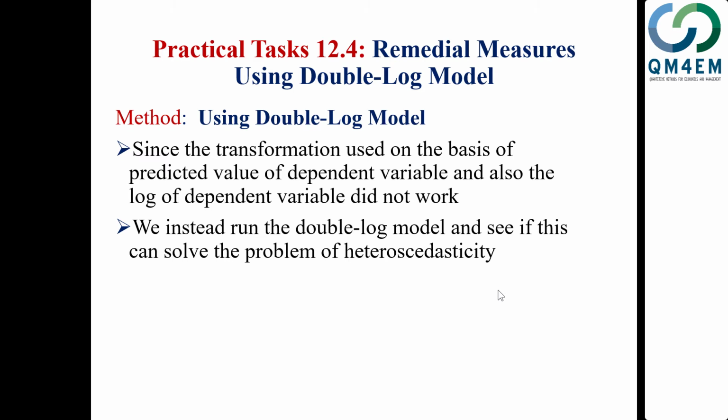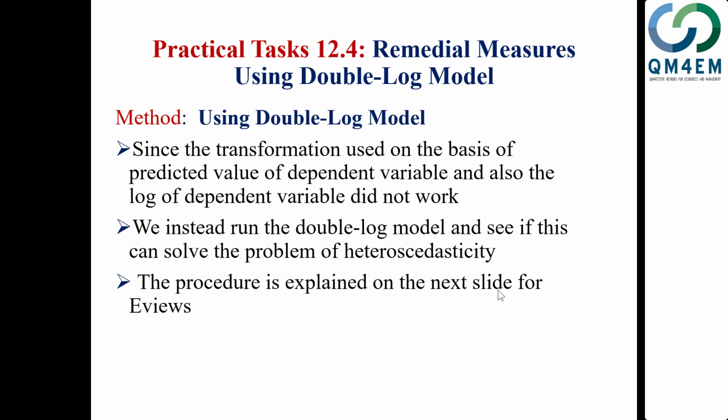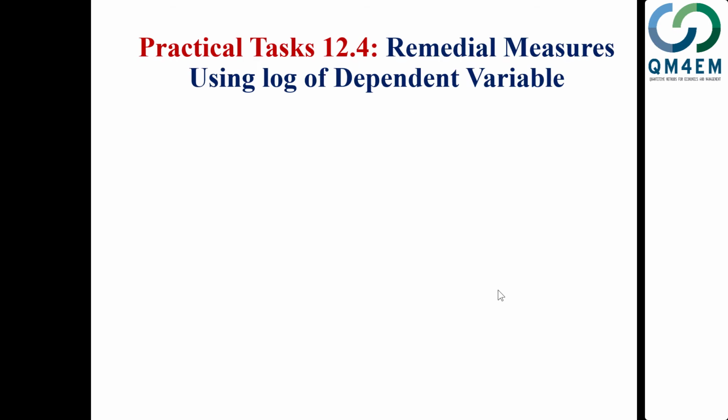So we are going to run the double log model, and we will see again if the problem of heteroscedasticity prevails or if it's solved. If it's solved, we are okay. If it doesn't solve it, we have to try with one of the explanatory variables to solve the problem of heteroscedasticity. The procedure is explained for Eviews on the next slide. So let me do it.